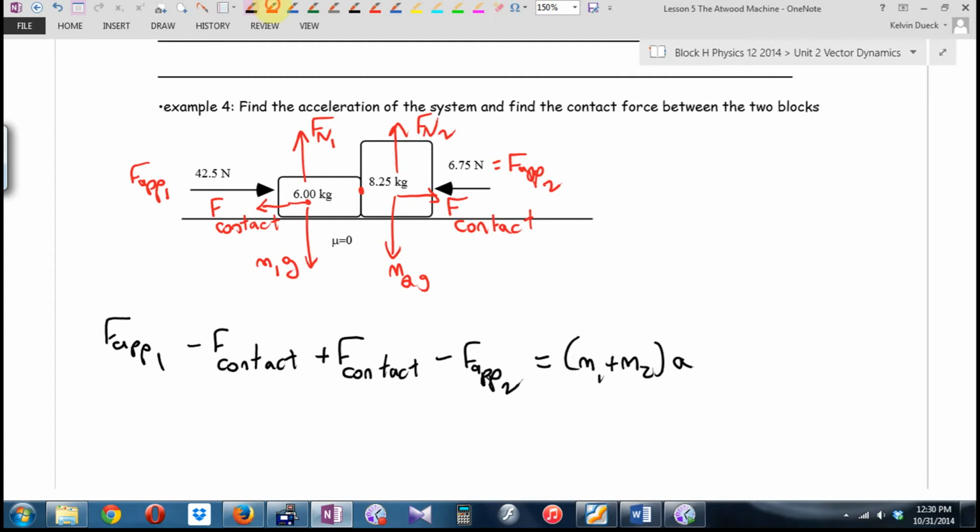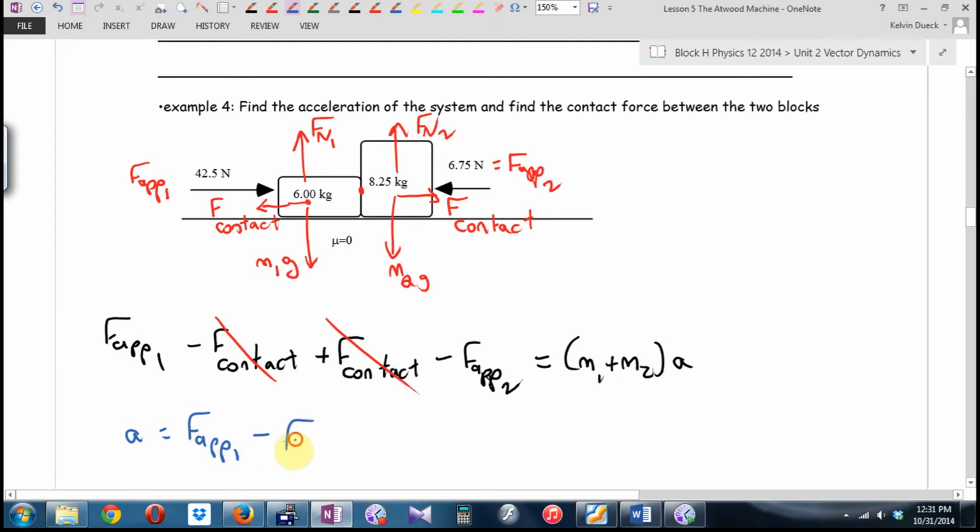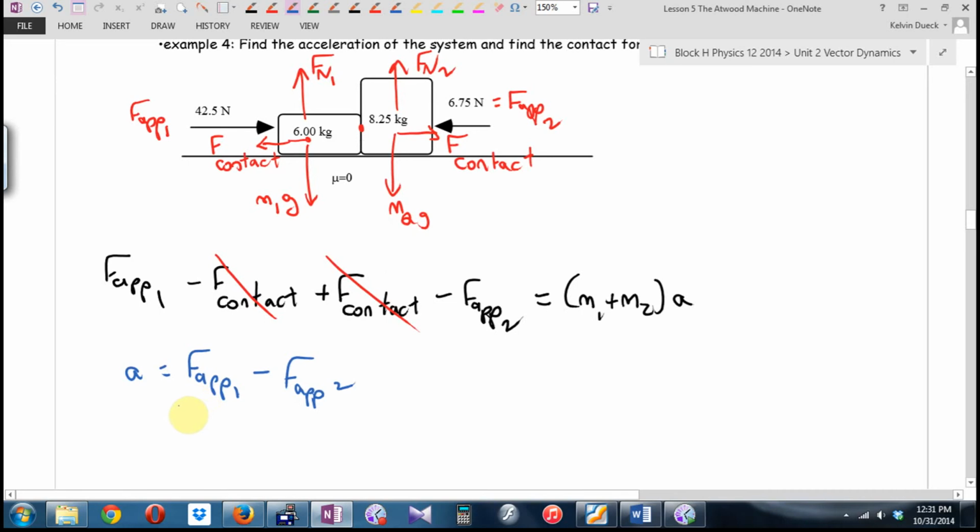So Dro, I would say, in this case, it's not the tensions that cancel. Those cancel. And they want me to find the acceleration. Hey, how would I get the A by itself? A is going to be F app 1 minus F app 2 divided by M1 plus M2.